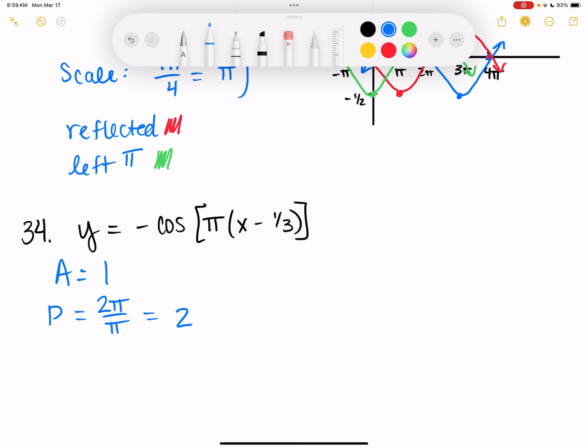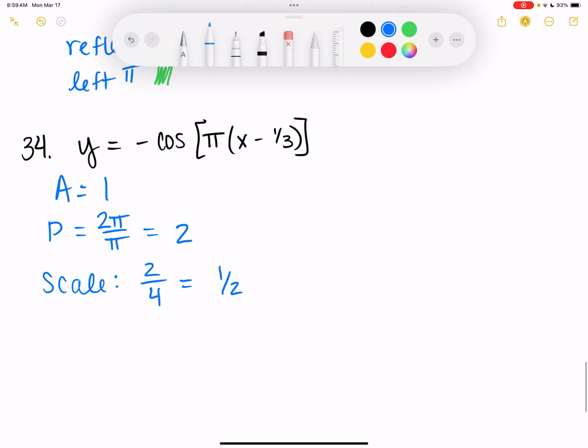So notice this one's different in that it's not increments of pi that we'll be counting by. It just doesn't change anything other than scaling itself. Scale would be what? 1/2. Yep. 2 over 4, which would be 1/2. And then what else is happening to this graph? It's reflected, and what else?